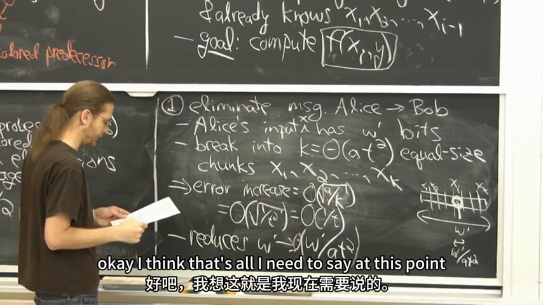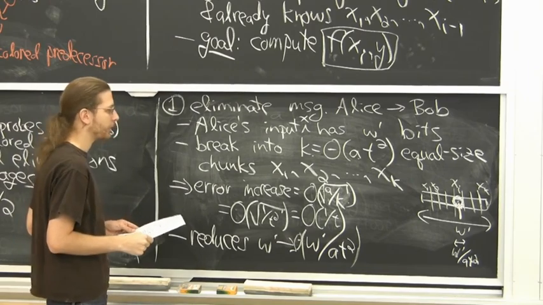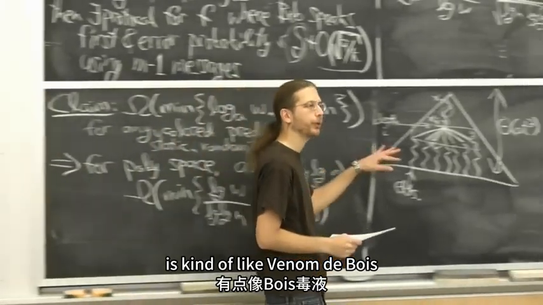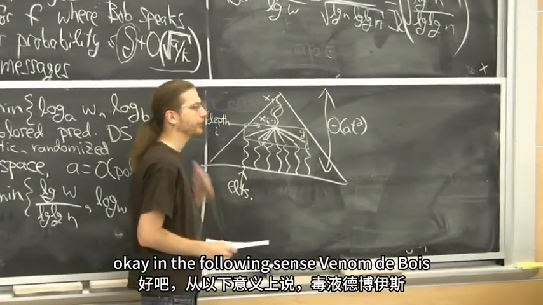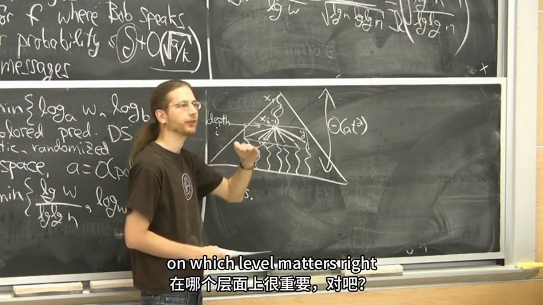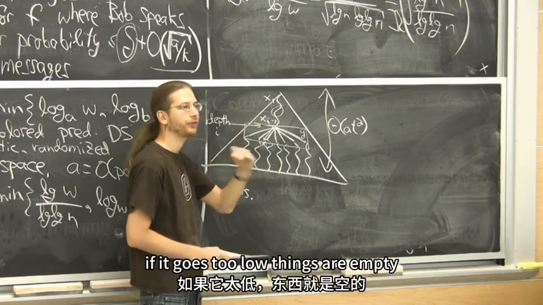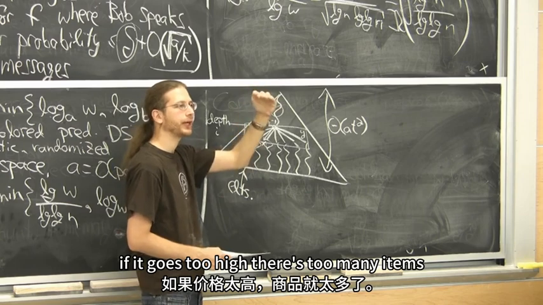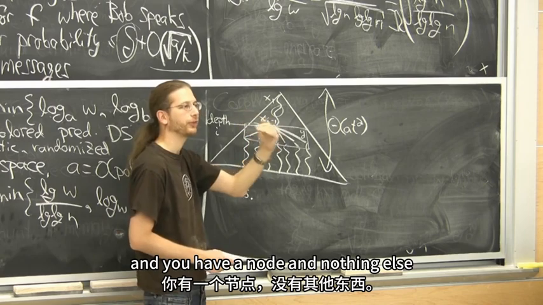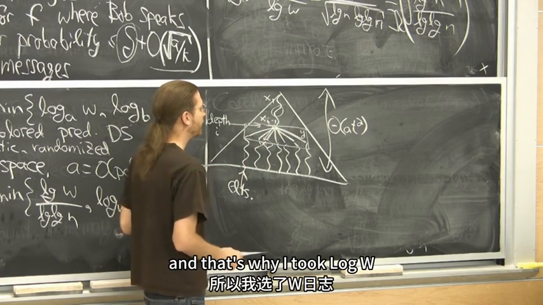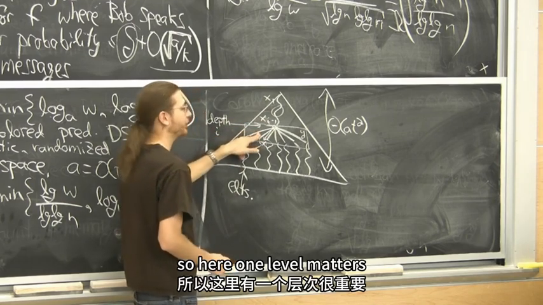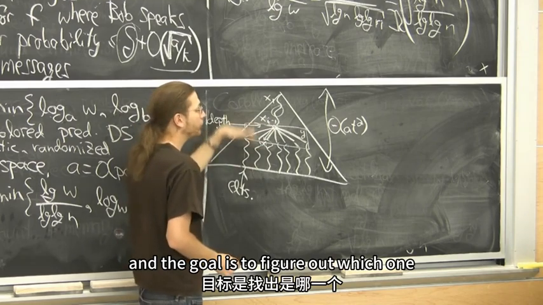Okay, I think that's all I need to say at this point. The claim is that this picture is kind of like van Emde Boas, in the following sense. Van Emde Boas is essentially binary searching on which level matters, right? If it goes too low, things are empty. If it goes too high, there's too many items. So it's binary searching for that critical point where you have a predecessor and a node and nothing else. And that's why I took log w. So here, one level matters, and the goal is to figure out which one.